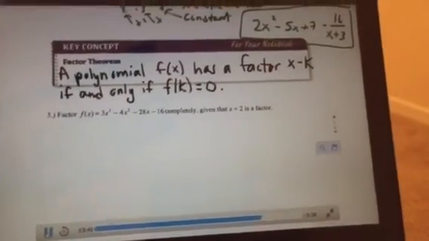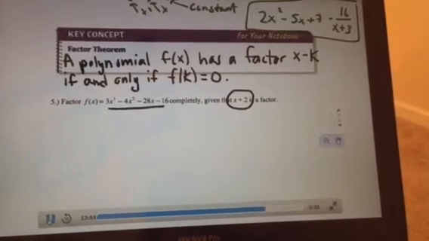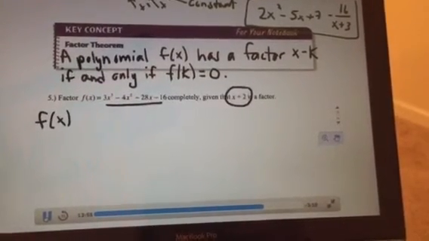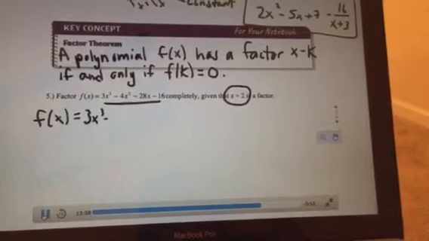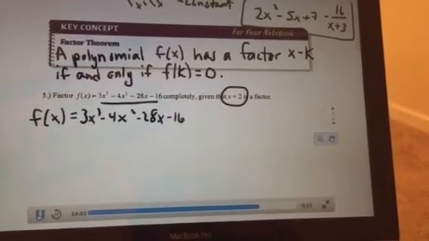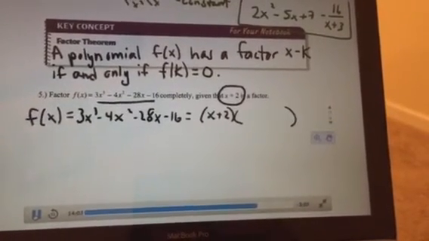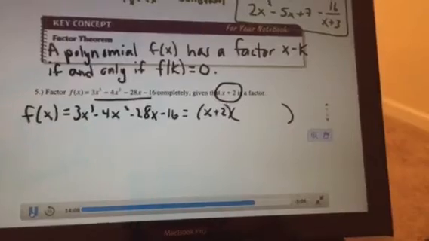So in problem 5, they're asking us to factor this polynomial, given that this is one of the factors. So what we know is that f of x equals 3x cubed minus 4x squared minus 28x minus 16 is equal to x plus 2 times some other factors. What we've got to figure out are, what are those other factors?